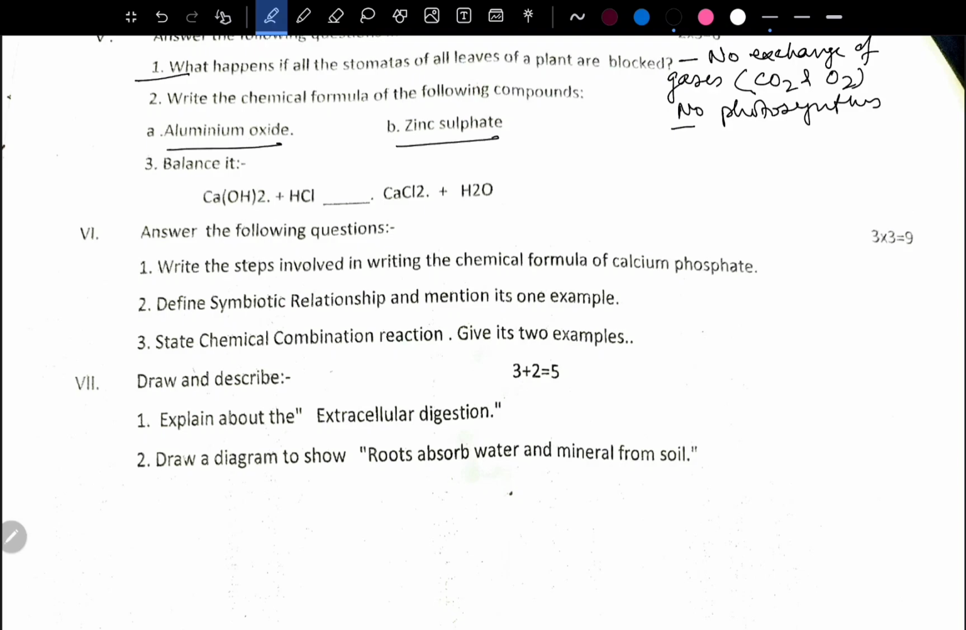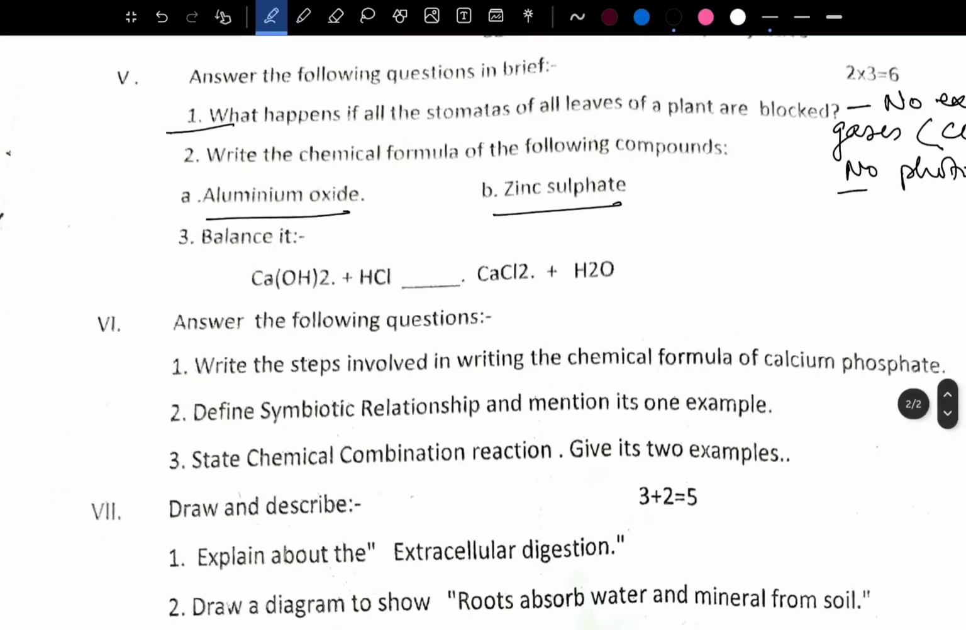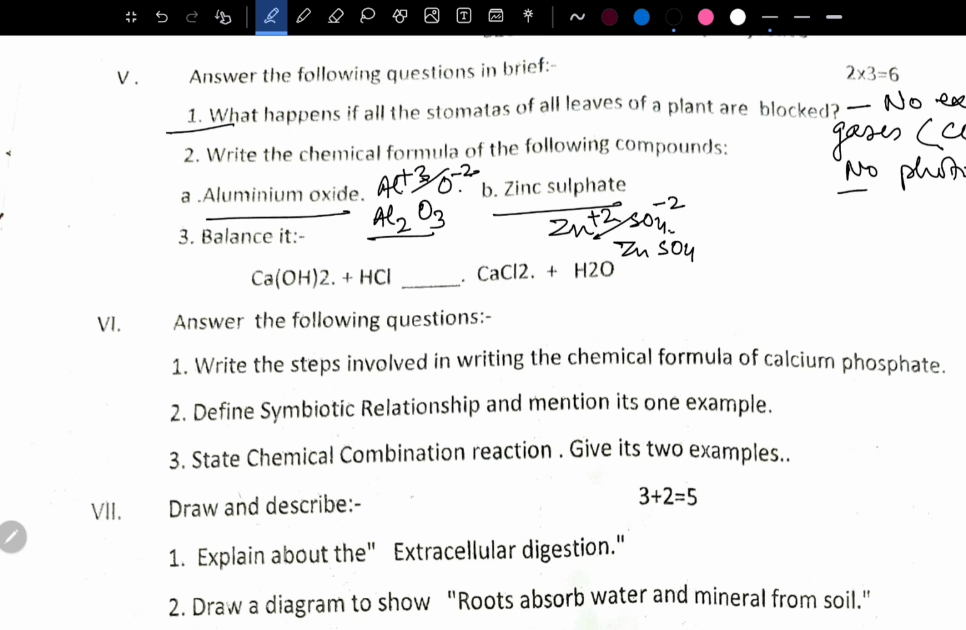That is aluminum oxide. So let's do aluminum oxide. Aluminum has got +3 and oxide has got -2. Crisscross and it goes there. This 2 goes here and this 3 goes here. This is aluminum. And this is zinc +2 and sulfate -2 and this crisscross to the crisscross. So it becomes ZnSO4.